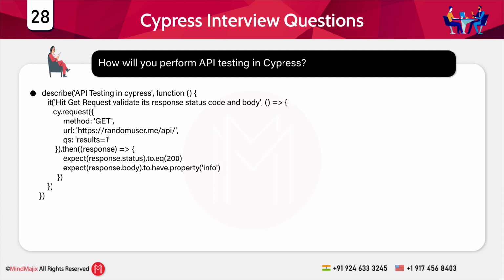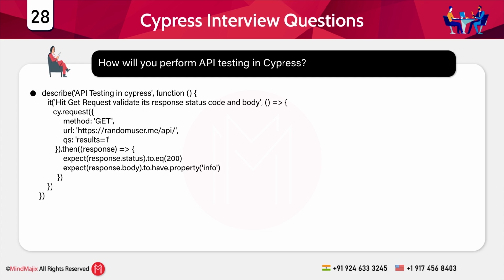So here you have mentioned cy.request and the method that is used is get, and then you specify the URL. So the URL, for example, over here is randomuser.me and then the API. Okay, so here you have specified results equal to 1 in the qs, and then you have mentioned the response. So these are the types of responses that you're expecting while performing the API testing. So you can expect response.status to.eq 200. And apart from this, you can expect response.body to have property, which is nothing but the info.